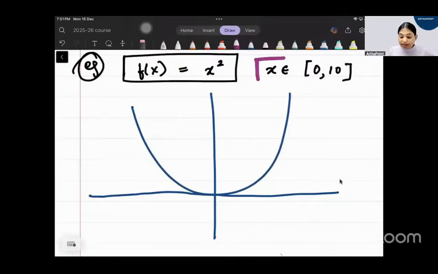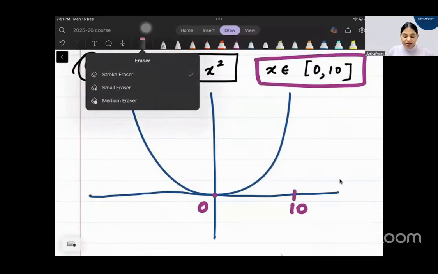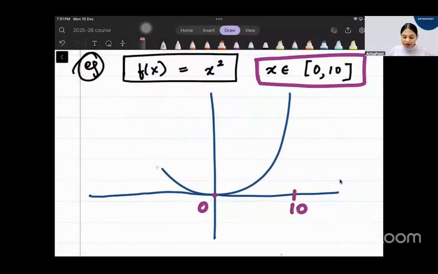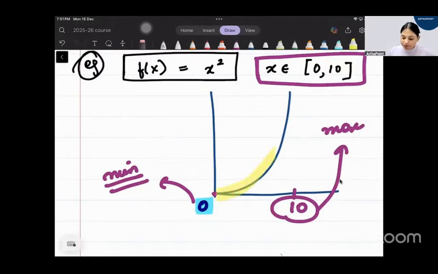But I am told that the interval is 0 to 10. मुझे बताया गया है कि interval है 0 से लेके 10 तक. So I know that in the interval 0 to 10, this part will not exist. मैं सिर्फ 0 से 10 की बात कर रही हूँ. And in 0 to 10, the function is increasing. So it means that at 0, the function should have a minima. And at 10, the function should have maxima. So in this case, I don't really have to solve. By looking at the property of the function, I will know whether there will be maxima or minima.